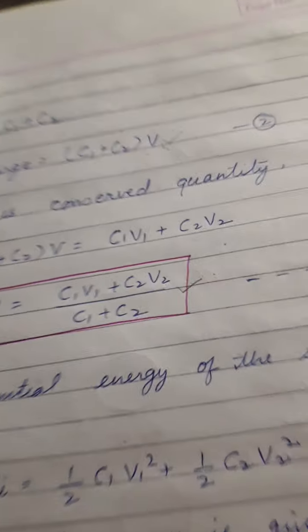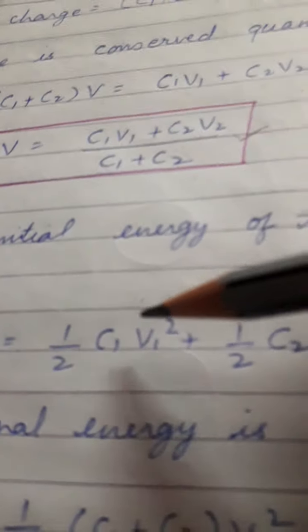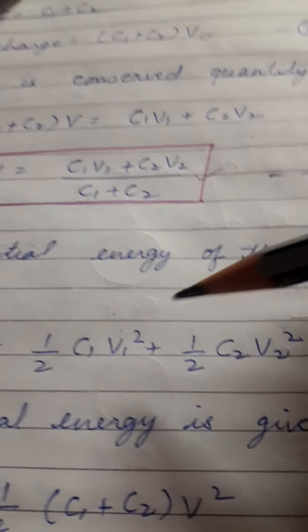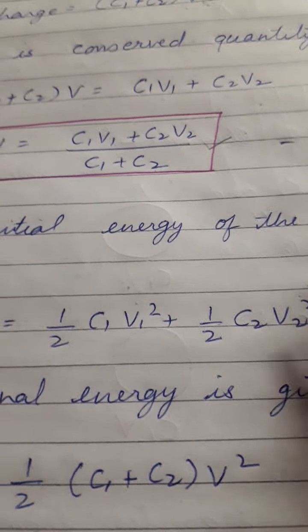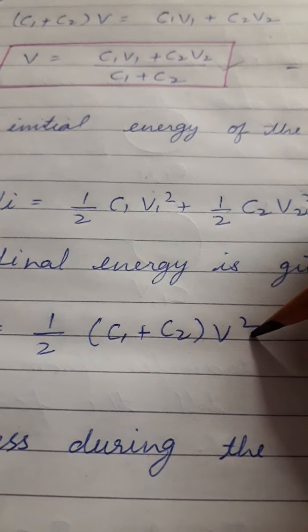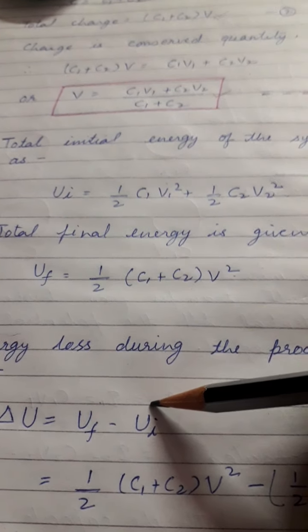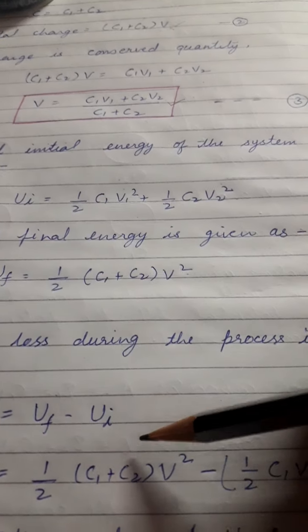Now we have to determine the energy loss. So first we have to determine the initial energy. Initial energy will be energy stored in first capacitor plus energy stored in the second capacitor. So I have written the value directly from the formula, that is half C1 V1 square plus half C2 V2 square. And final energy in the combination of the capacitors, U final, will be equal to half C1 plus C2 into V square. And what will be the energy loss? This will always be represented as U final minus U initial. So the value of U final is substituted here and U initial is substituted here. You will get this relation.